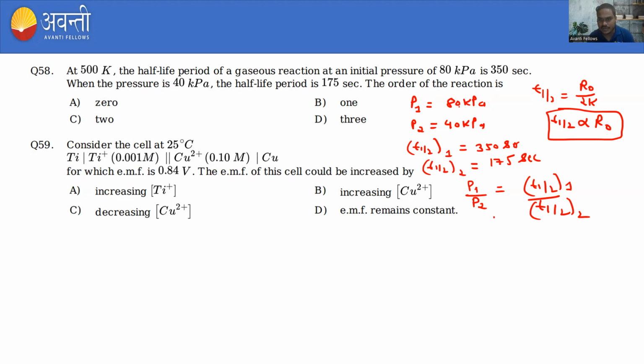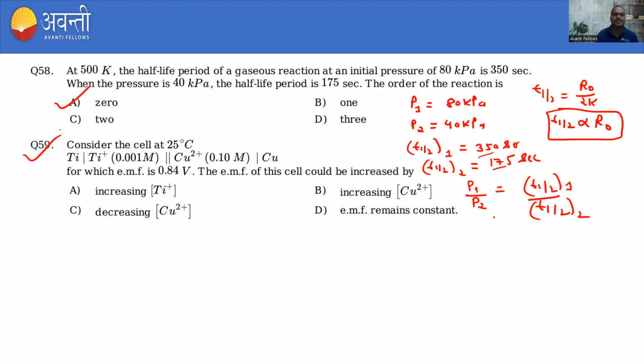When the pressure is 80 kilopascal, T half is 350 seconds. When this becomes 40, then T half also reduces to 175, right? So we can say that the concentration of the reactant is directly proportional to the half lifetime, and whenever half lifetime is proportional to the concentration of the reactant, we can say that this is a zero order reaction. So the correct option is A for this, right? So this is the correct option. Now move to the next question.